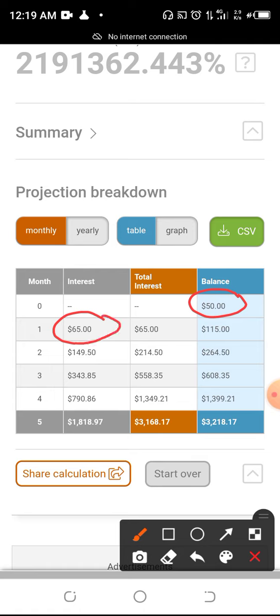Okay, so if you add that $65 to the $50 that we had before, we would have made $115. Clear? Then month two, we are going to be trading at 30% per week. That is, we're going to be making about 120% within a month. At this month two now, our initial balance will be what?